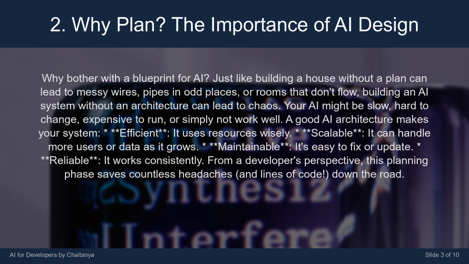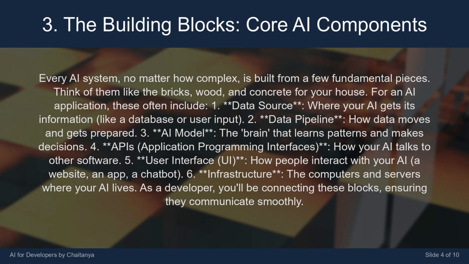A good AI architecture makes your system efficient. It uses resources wisely. Scalable. It can handle more users or data as it grows. Maintainable. It's easy to fix or update. Reliable. It works consistently. From a developer's perspective, this planning phase saves countless headaches and lines of code down the road. Every AI system, no matter how complex, is built from a few fundamental pieces.